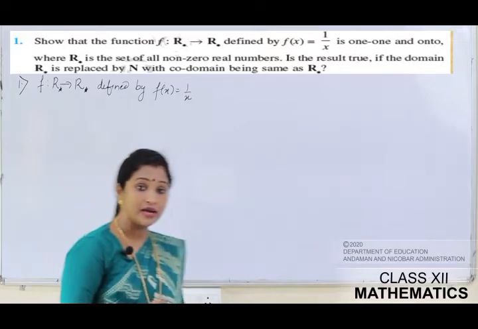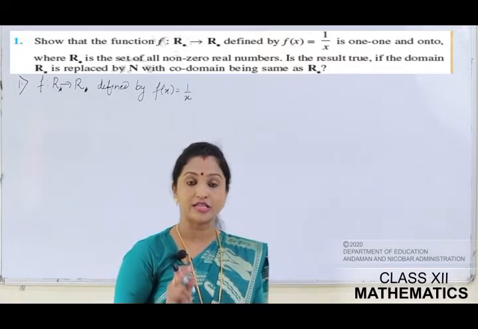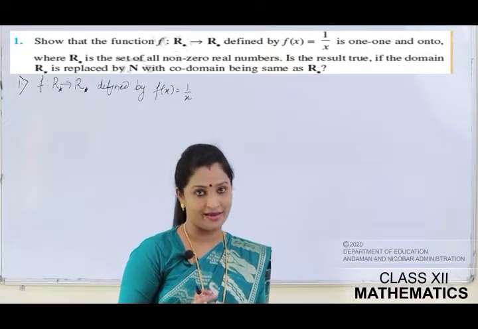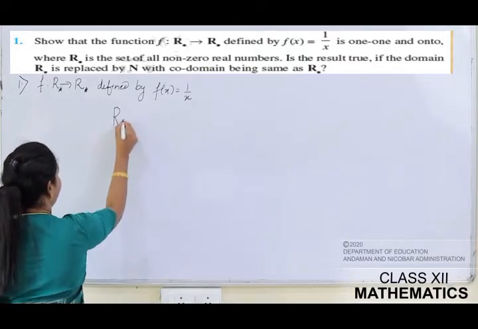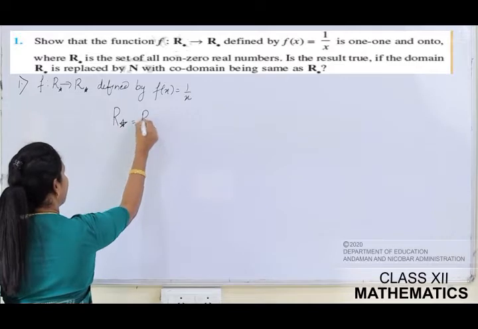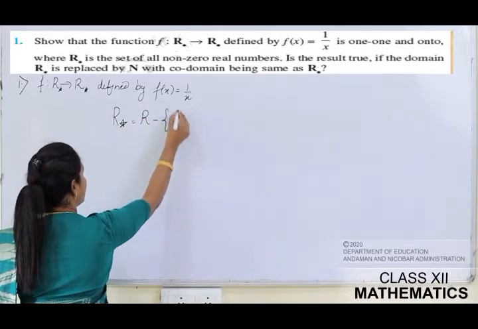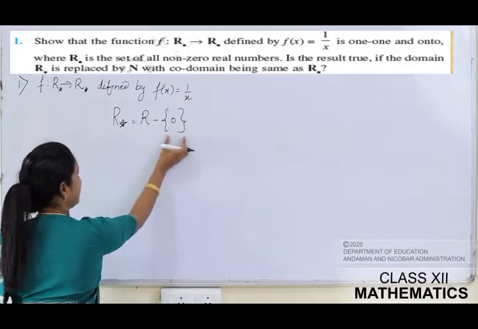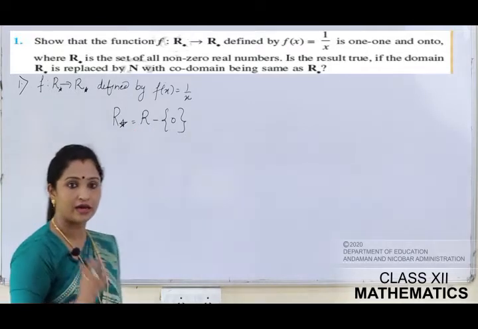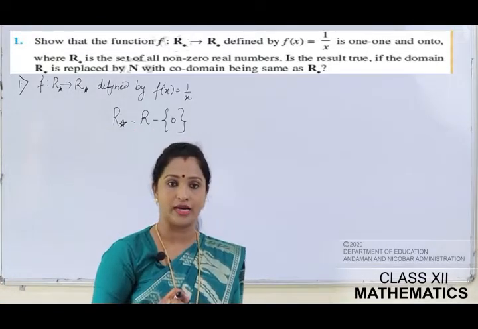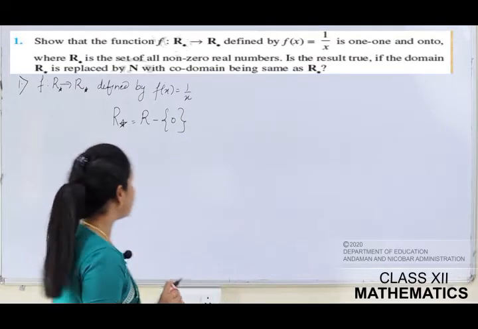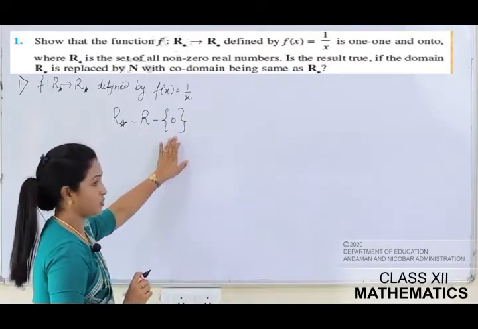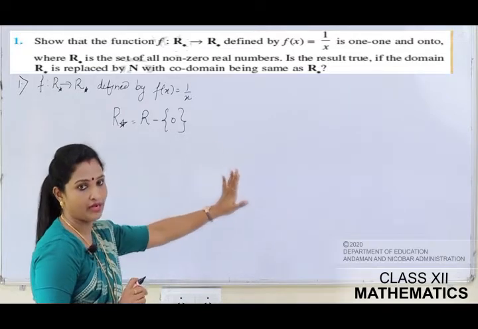So what is R star here? R star is the set of all non-zero real numbers. Set of all non-zero real numbers means what? R star is nothing but R minus 0. You have all the real numbers except 0. The meaning of R star in this question is given to you as the set of all non-zero real numbers, means it is real numbers minus 0, except 0 all the real numbers you have to take.